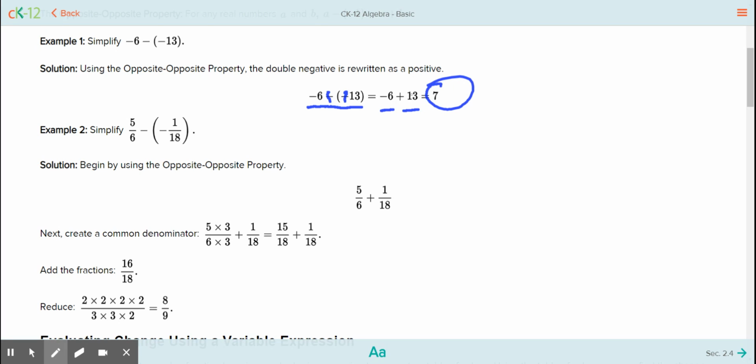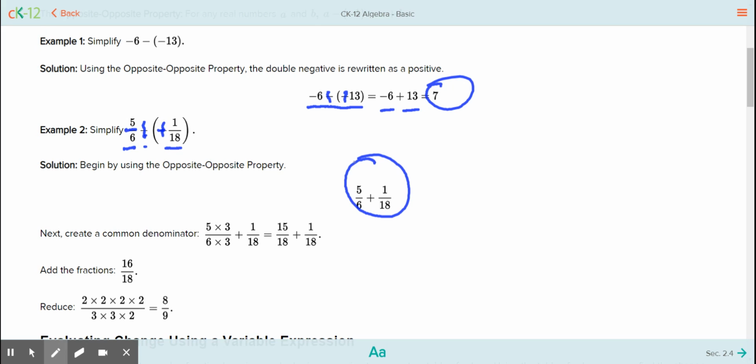So let's look at example 2. It's asking us to simplify 5/6 minus a -1/18. We have a negative and a negative. I'm going to turn that into plus a positive. So when you take a look at it, you have 5/6 plus 1/18 as it's rewritten.